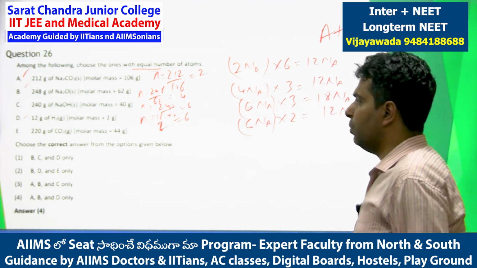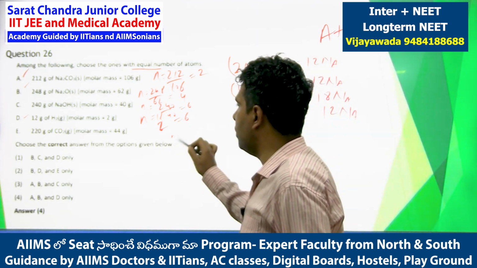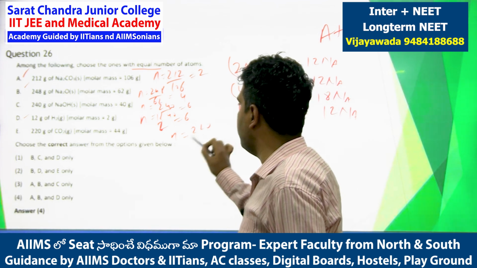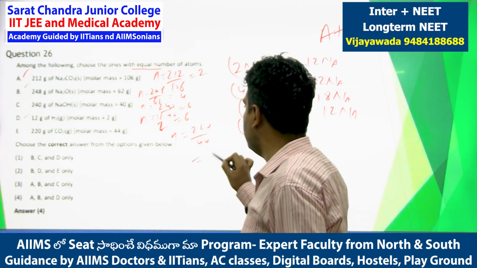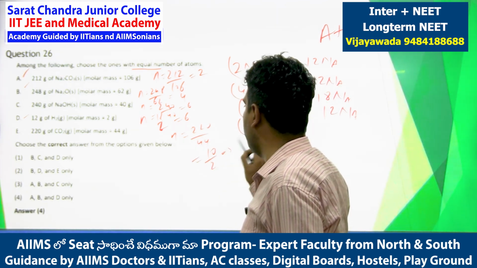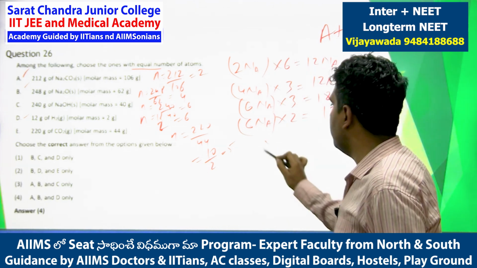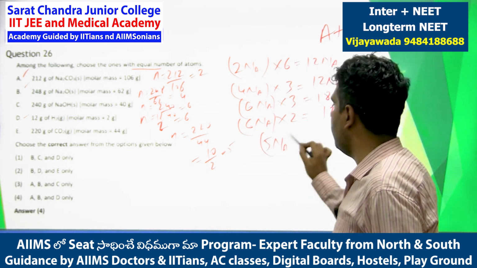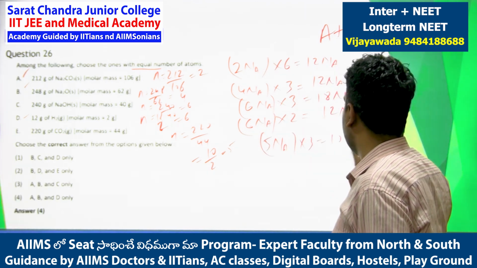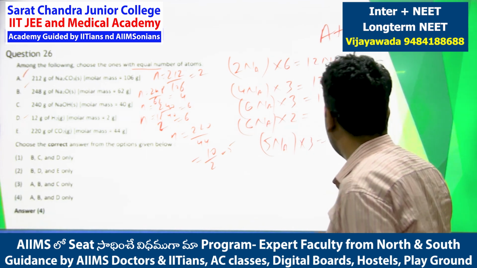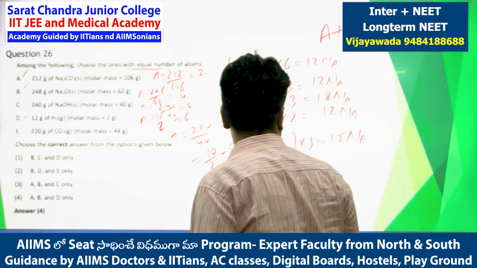Then let us check the last option. So carbon dioxide, number of moles will be 220 by 44. That is 10 by 2, that is 5 moles. So number of molecules 5 Na, and in one molecule there are 3 atoms. So 15 Na, the answer will be.